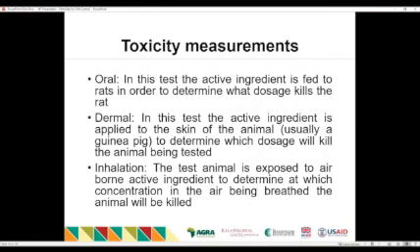Next. So there, like I already spoke, there are different ways of doing this. We do it orally, in other words, feeding the substance to the rat. We do it dermally by applying it to the skin, and we do it by inhalation, by getting the rat or the target organism to breathe in air in which this active ingredient is present. There are other toxicity measurements that are looked at, and if I can have the next slide, please, we'll look at those.